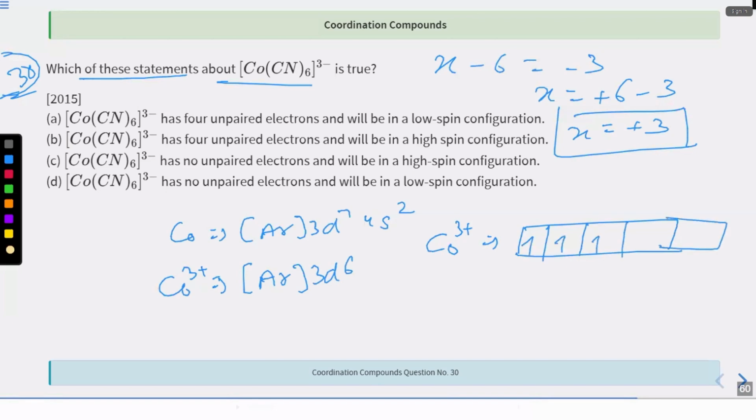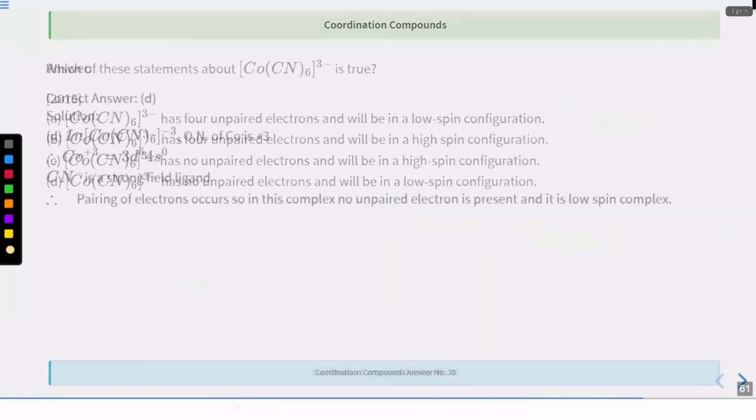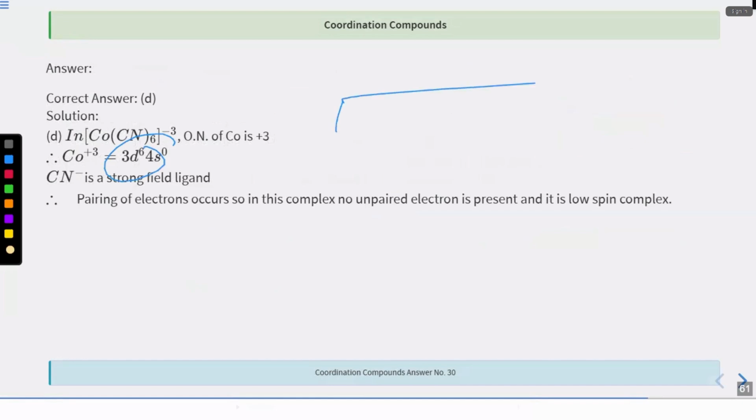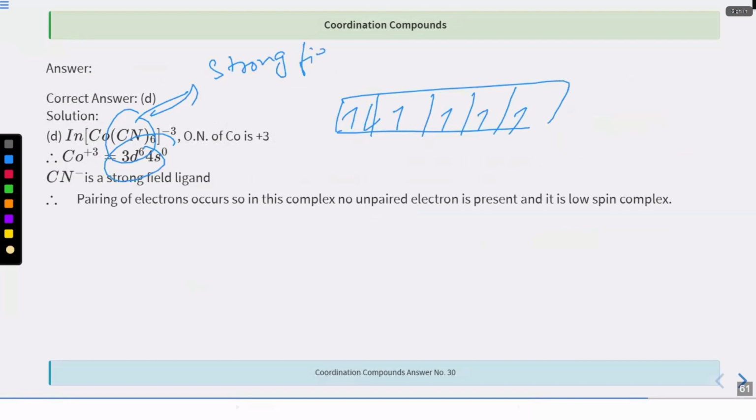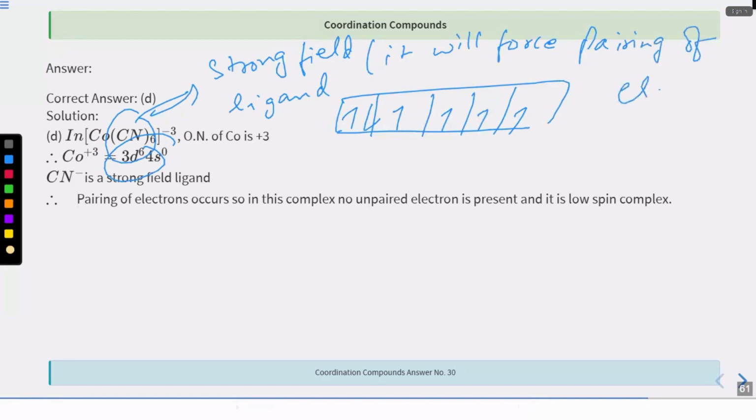3d6. So 1, 2, 3, 4, 5, and 1 would pair. Cool. So yes, it is 3d6, 4s is 0. So I will draw it here again, 1, 2, 3, 4, 5, 6. Again, as I told you in the last question, CN is a strong field ligand, so it will force pairing of electrons.